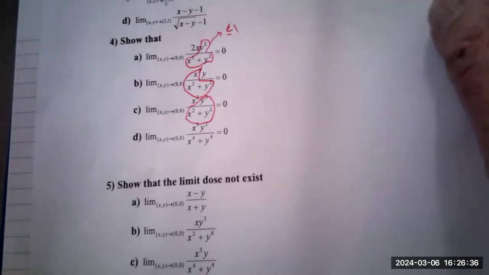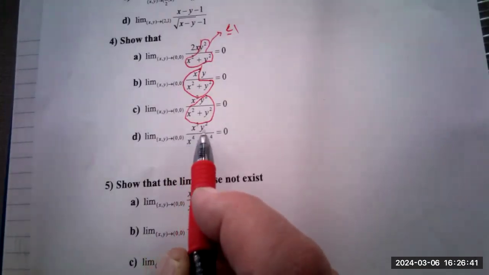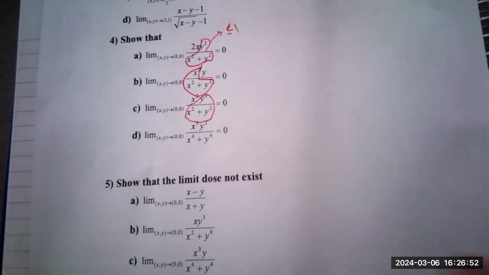Let me give you one straightforward one. Let's take part D. In the case of part D, you have x cubed y squared over x to the 4th plus y to the 4th. Your estimate is going to involve a little bit more algebra to be able to do it. So let's see how we're going to do it.